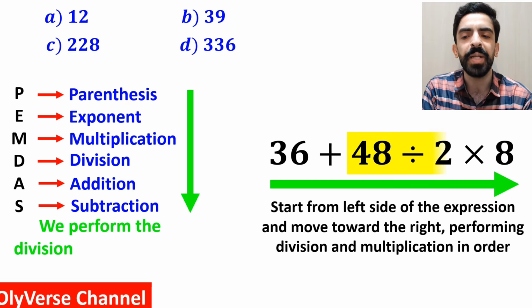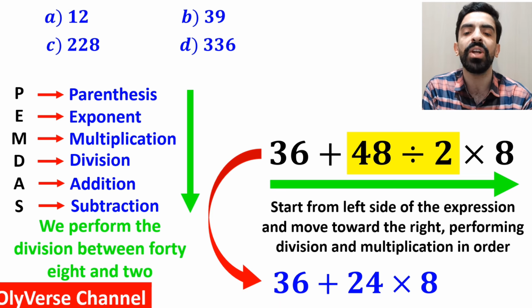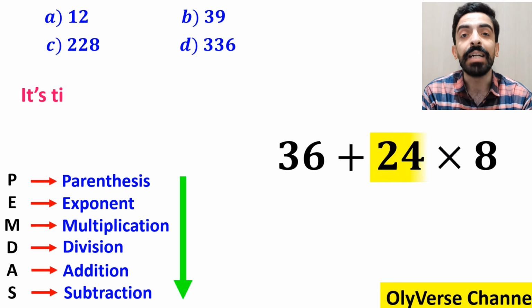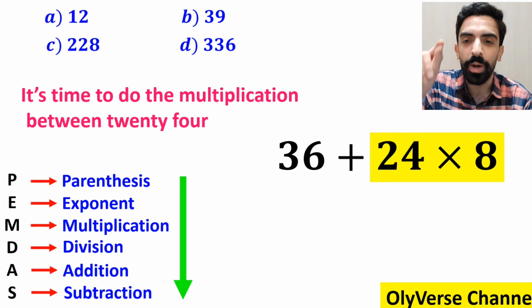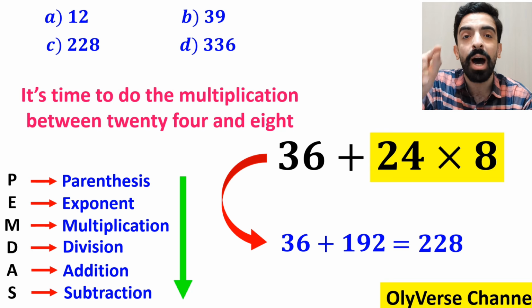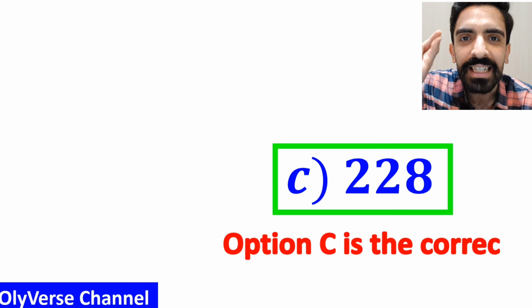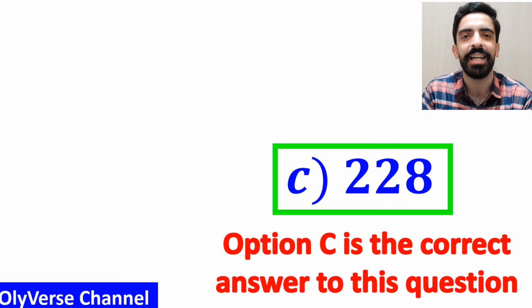So, first you perform the division between 48 and 2, and this expression simplifies to 36 plus 24 times 8. Now, it's time to do the multiplication between 24 and 8, which gives us 36 plus 192. And finally, the value of this expression is equal to 228. That's great. Option C is the correct answer to this question.